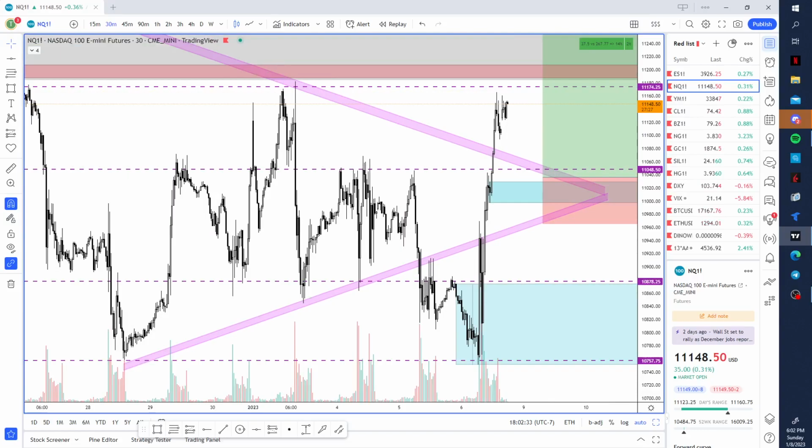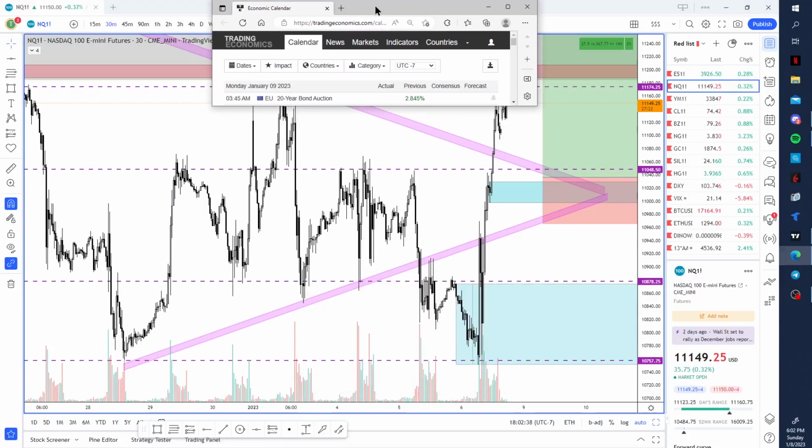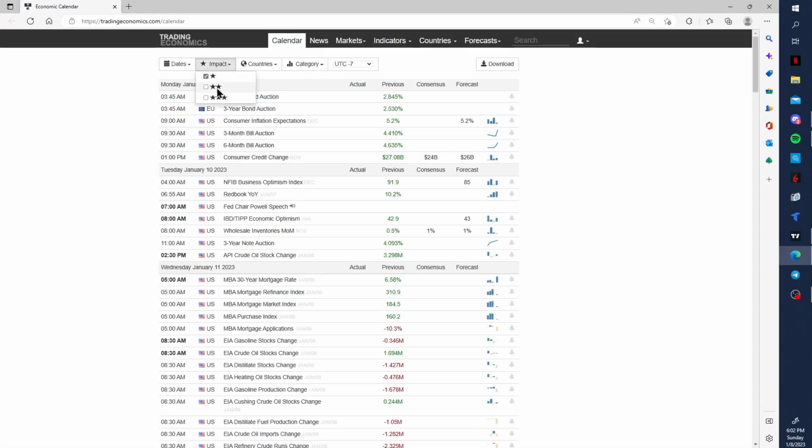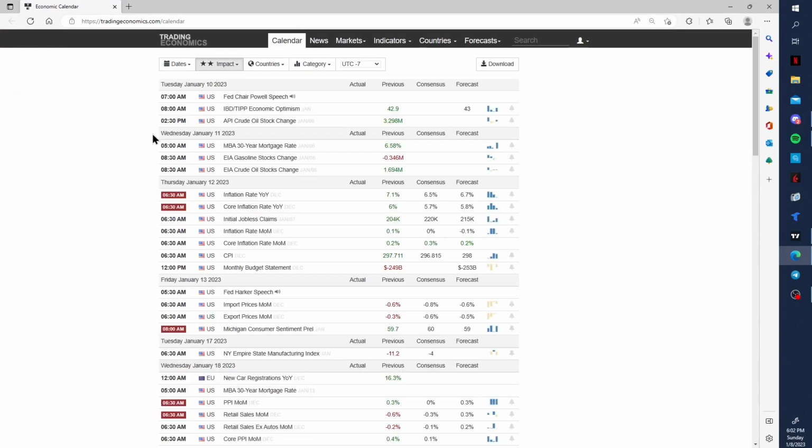But let me pull up the economic calendar, because I know, let's see. What do we got? Powell is speaking on Tuesday. Oh, I didn't have that. It's 7 a.m. Oh wait, that's Central Time. No, this is Mountain Time. Oh, that's what I meant. So it looks like really just Powell on Tuesday and then CPI on Thursday.